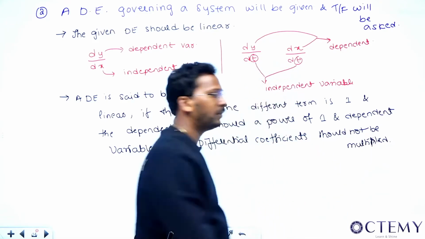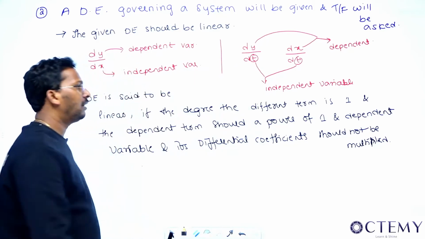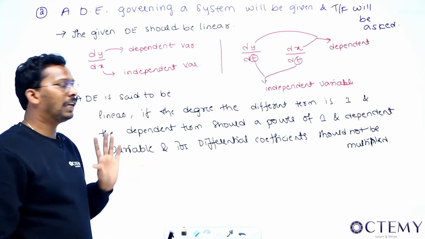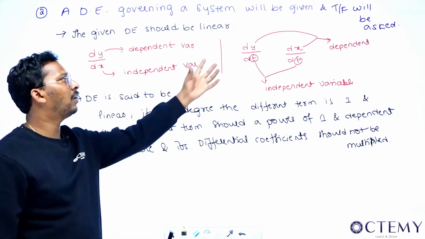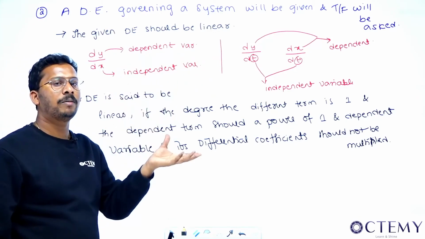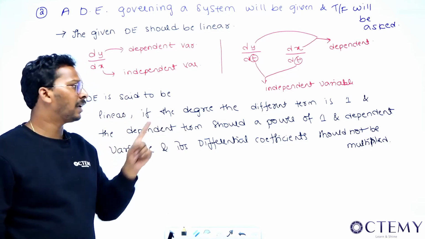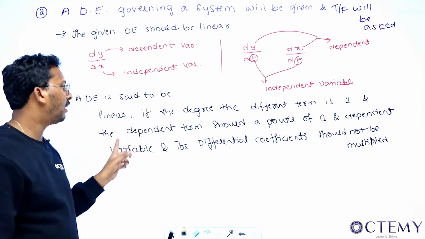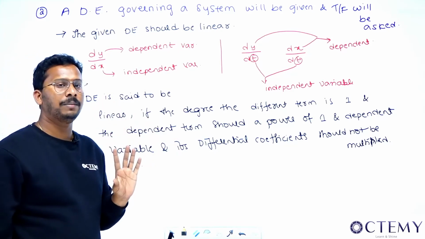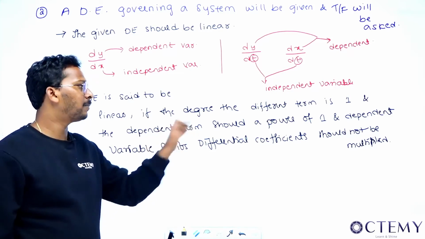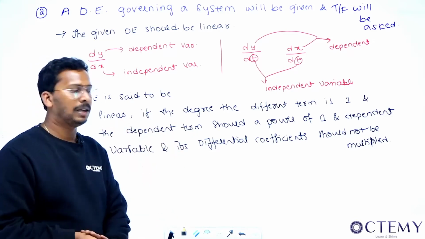See sir, what's the meaning of this? Whatever differential equation you are looking at, whatever is the dependent term, the differential coefficients, that means dy by dx or dy by dt, d square y by dt square, they should not occur in higher powers greater than 1. They should occur in first power, and whatever is the variable y, dependent variable, that should also not occur in greater than 1 power or less than 1 power. Its power should be 1 and they should not be multiplied.